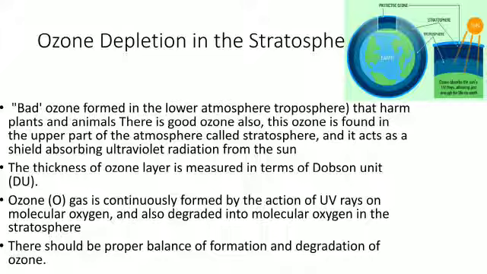Okay, then this ozone gas is continuously formed by the action of UV rays on the molecular oxygen and also degraded into the molecular oxygen in the stratosphere. This is the other part. So here you have to remember where does the good ozone form, where does the bad ozone form, and what is the measure, how we can measure the ozone thickness.